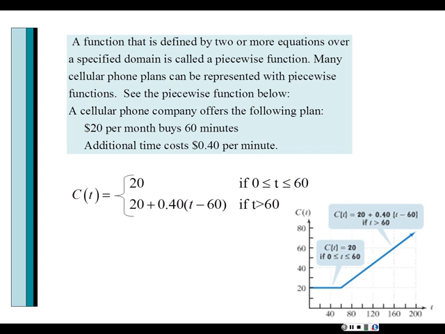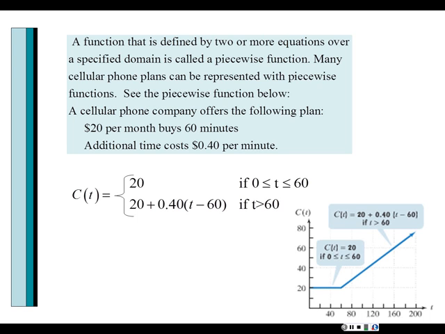Now look at the example. It's probably a real life example. A cellular phone company offers the following plan. This is about a plan. So $20 per month for 60 minutes, and additional time costs extra. We always see this, right? There's a limit, and after that limit, you will be charged per minute. So it's very similar to that. $20 per month for 60 minutes. It doesn't matter how many minutes you talk, between 0 and 60 minutes, you will pay $20, right? That's pretty much constant. That's exactly what the graph is representing. So wherever you are between 0 and 60, you'll be paying $20.